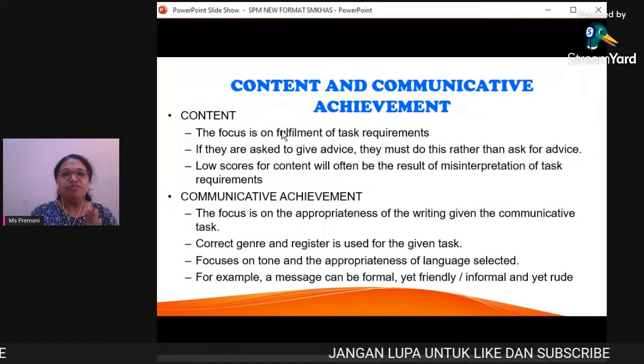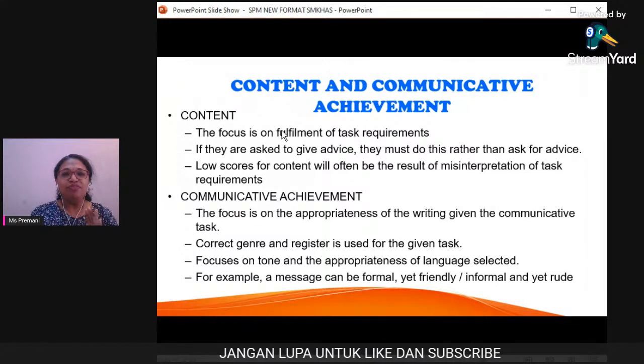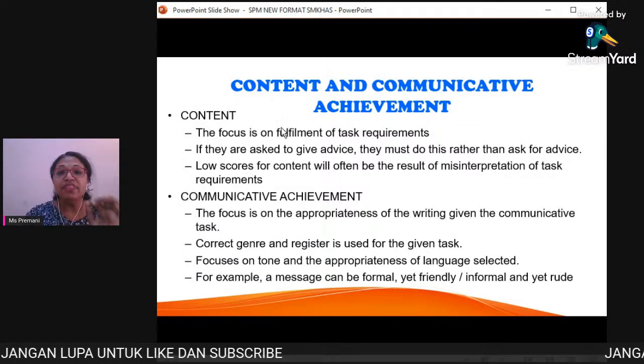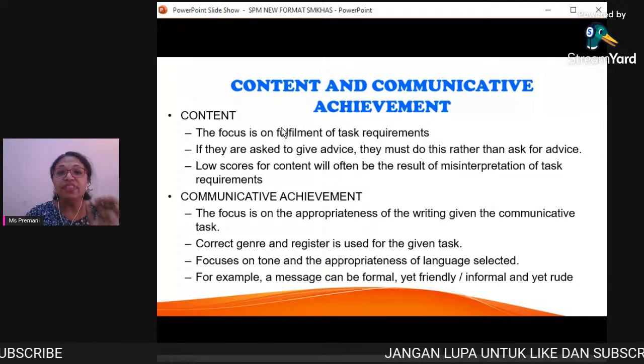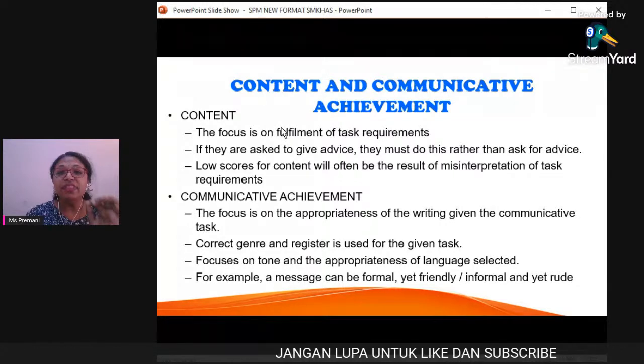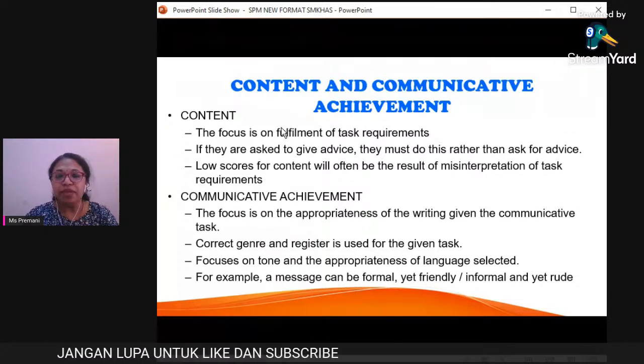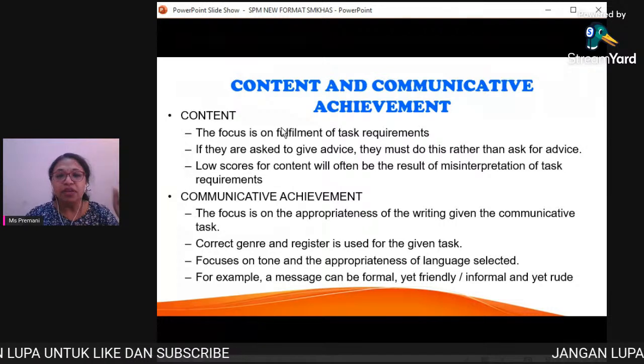Okay. Next, content and communication, communicative achievement. So the focus of content is fulfillment of task requirements. So first task is short message, right? And then there they give you the guide, where to go camping, what to do at the camping, what to bring at the camping. If you have those sentences itself, content is full mark.